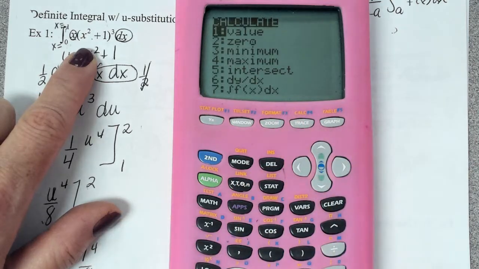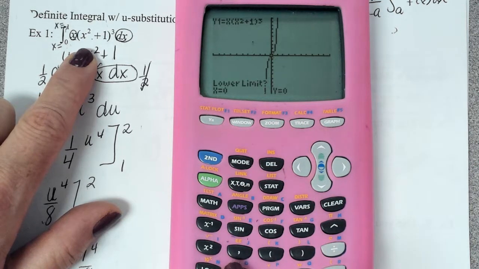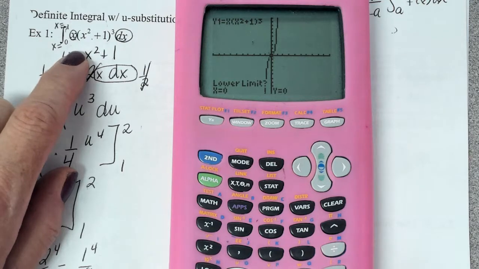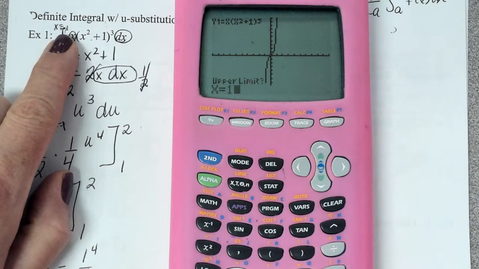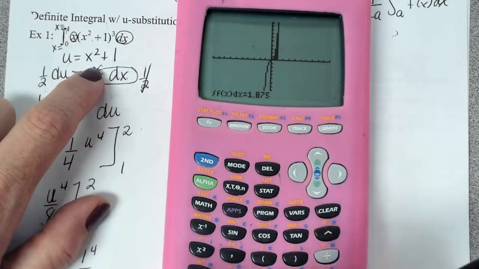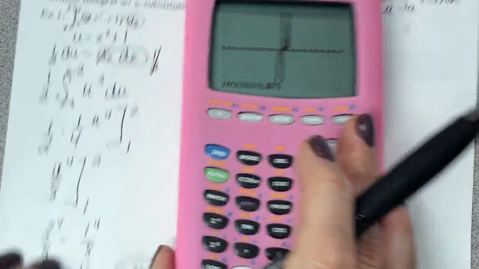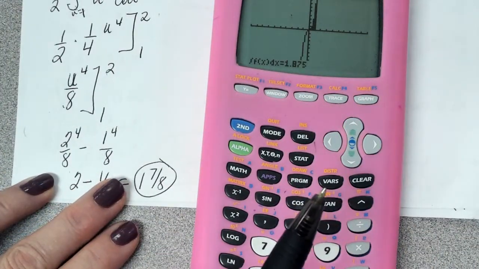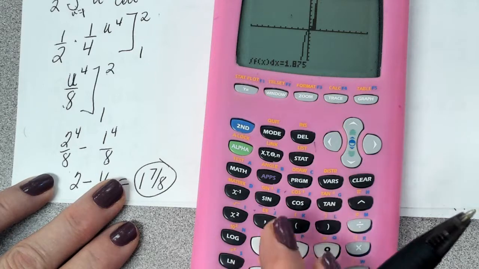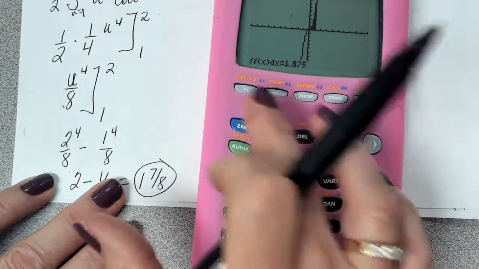I go to second trace. I go down to integrate, which is number 7. My lower limit is 0. My upper limit is 1. Here's my answer, 0.875. 7/8 is 0.875.